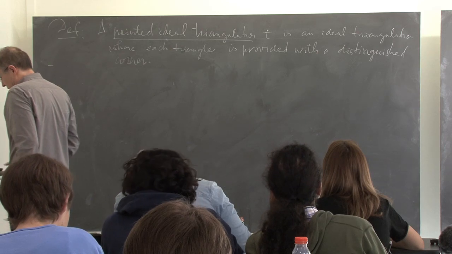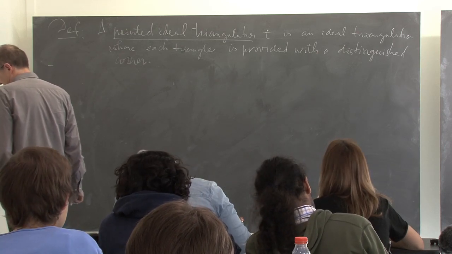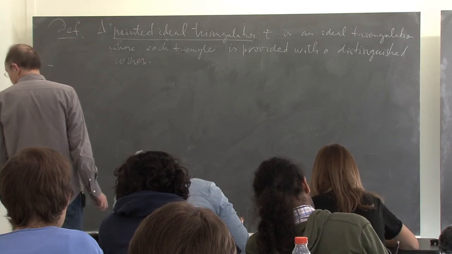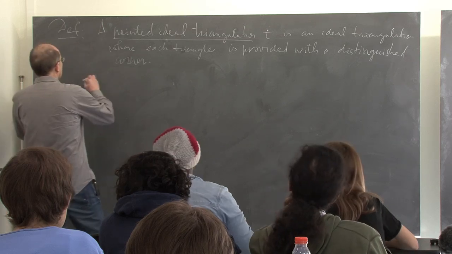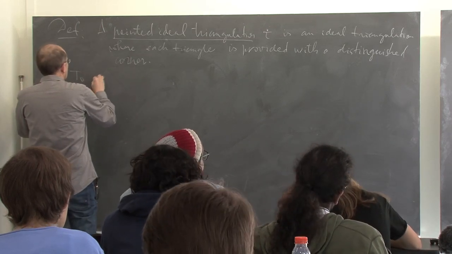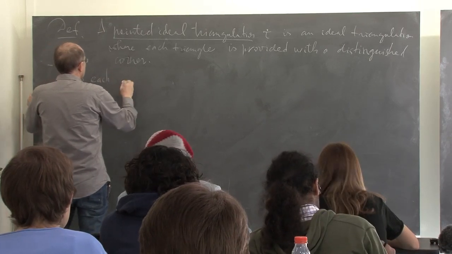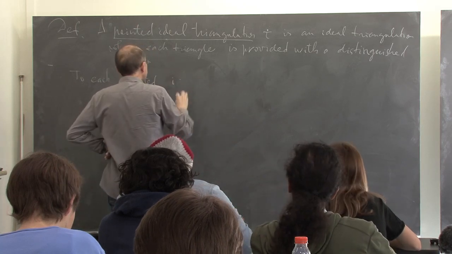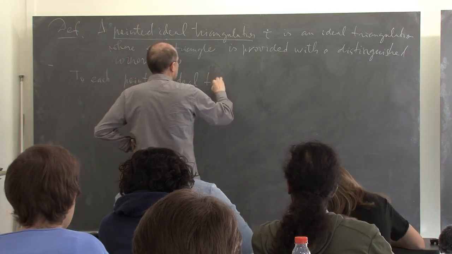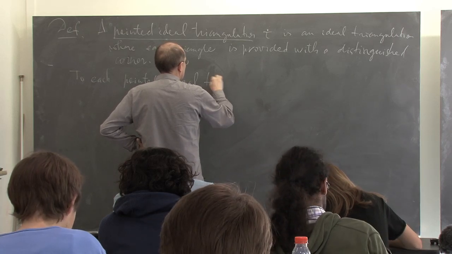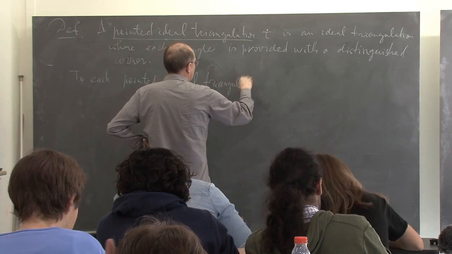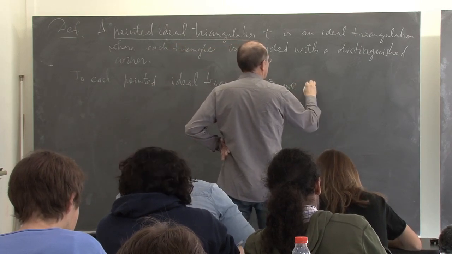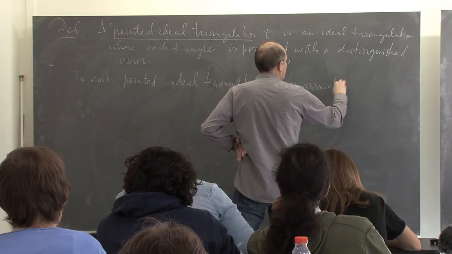And based on that, we do the following. We associate to each pointed ideal triangulation two maps.